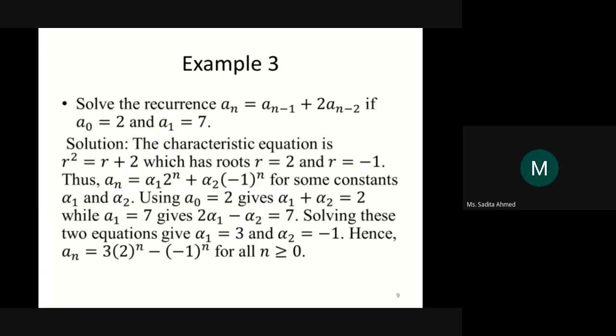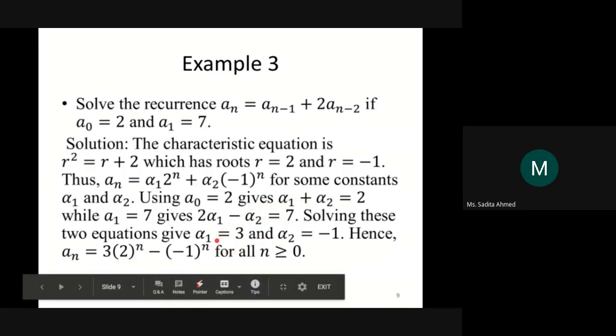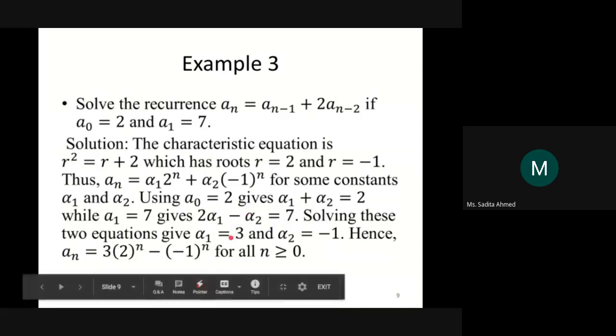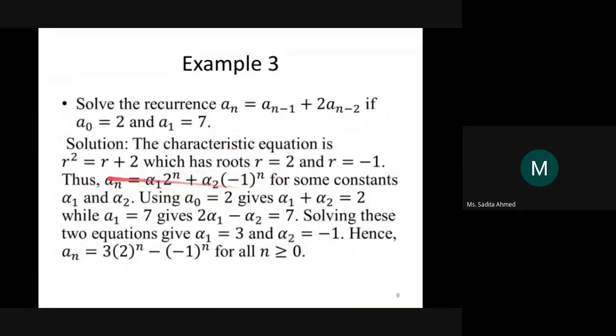All right. So if you solve for these two variables, alpha 1 and alpha 2, you get alpha 1 is equal to 3 and alpha 2 is equal to minus 1. And simply, where do we substitute these values? In that equation, we substitute the alpha 1 and alpha 2 values. Then what do we get? a_n is equal to 3 into 2 to the power of n minus 1 to the power of n for all n greater than or equal to 0.